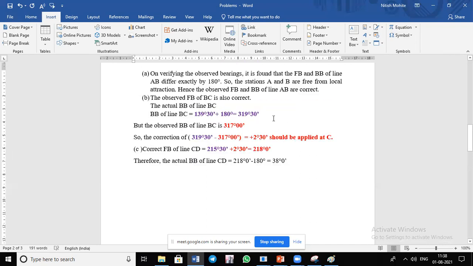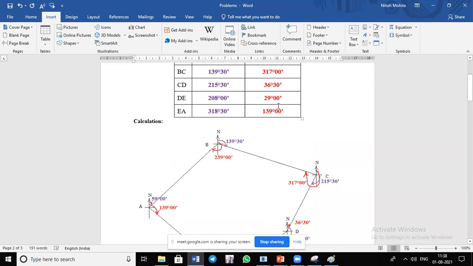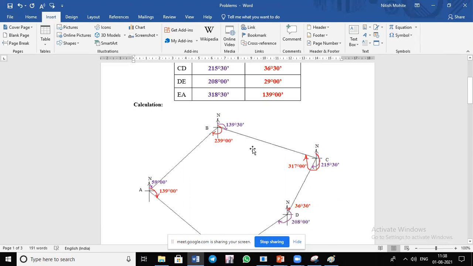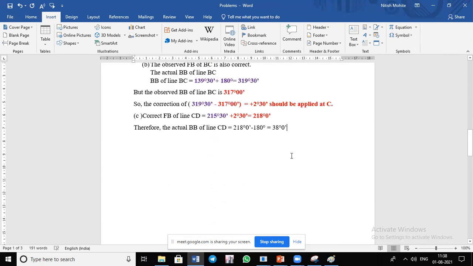But what is the value that we have obtained here? It is 36 degree 30 minutes. So it was the observed angle, na? 36 degree 30 minutes. It is the observed value during the said practical work. That is, 36 degree 30 minutes was the angle or the bearing which was measured of the line CD. So whatever is the difference between that and this value, that will be the correction for the further station that should be applied at station D.